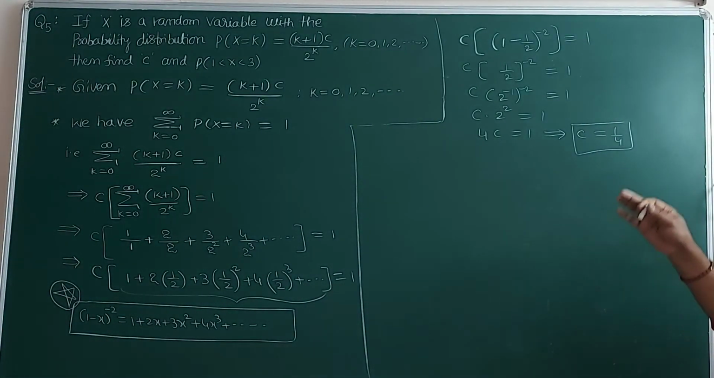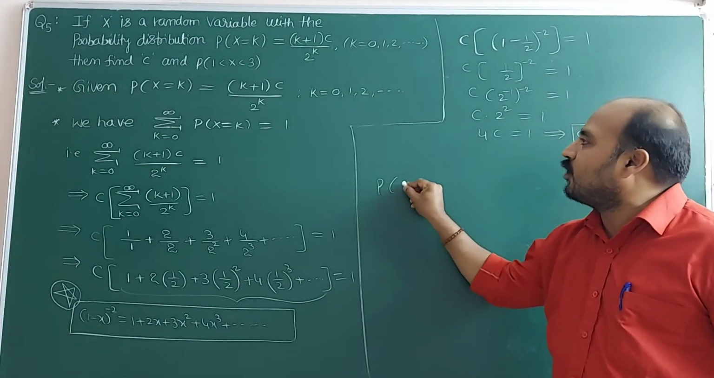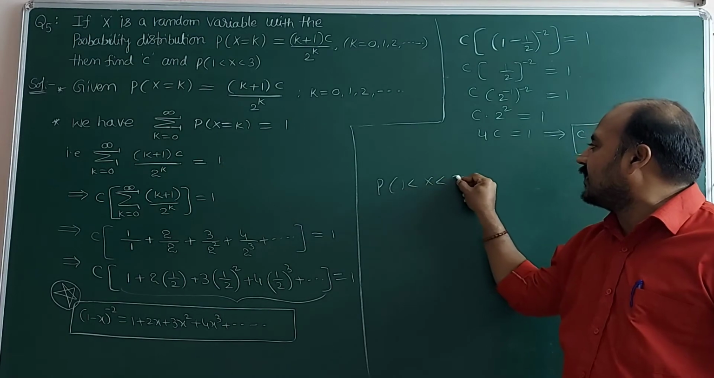So I hope everyone understands. C is equal to 1 by 4. We got it. After getting the value of c, what are they asking us to calculate? Probability of 1 is less than x is less than 3.